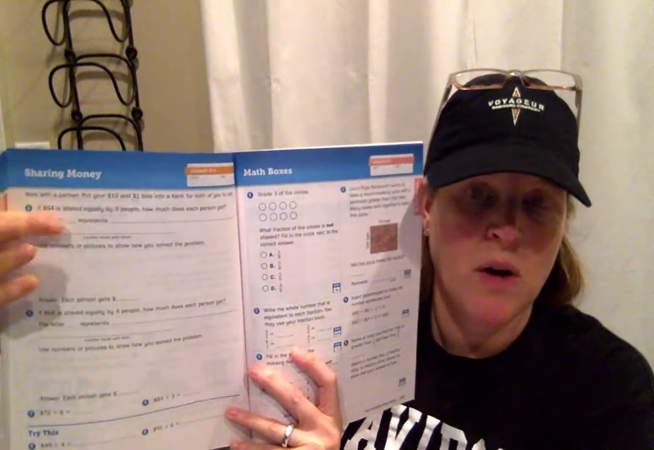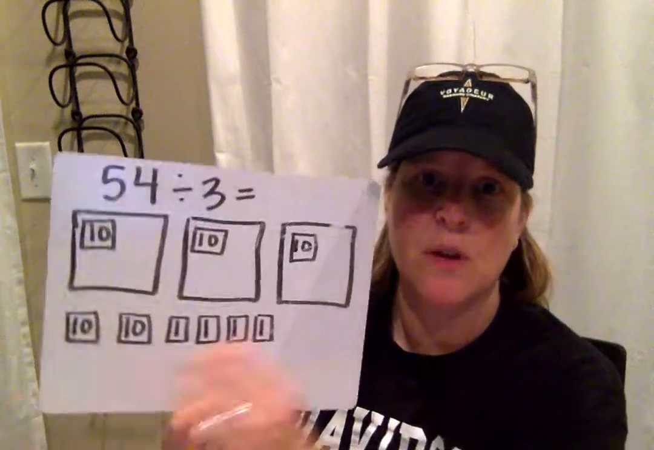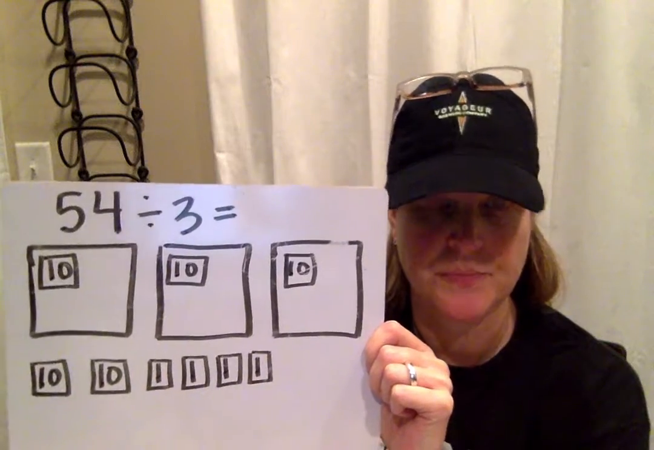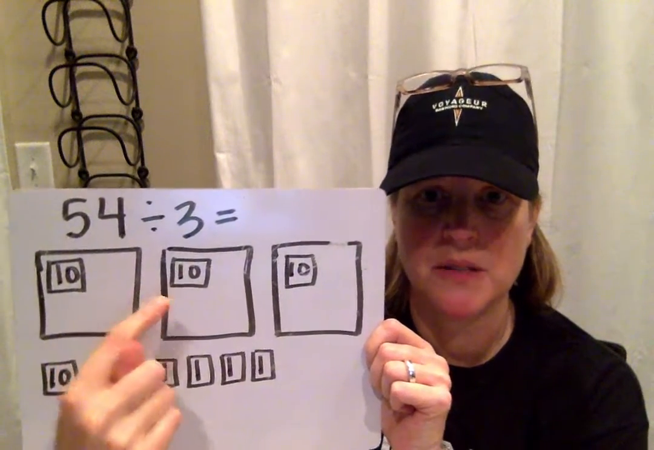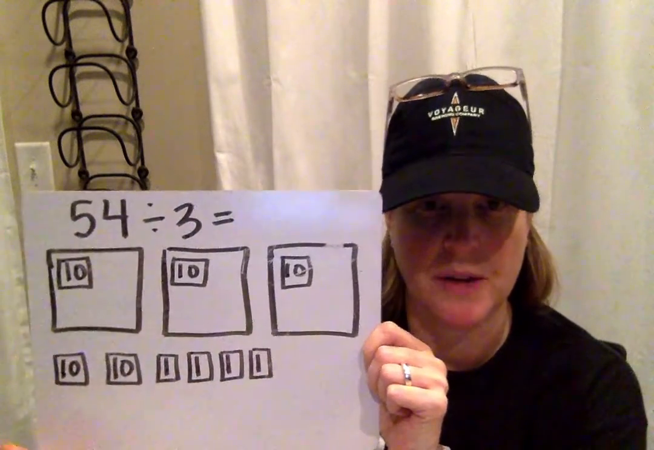All right, so we are on number 1, and we have $54 that we're going to share with 3 people. So I want you to draw a little diagram for yourself where you have $54 divided into 3 equal groups. I like to draw boxes, 3 boxes for the 3 equal groups. Each group represents a different friend.